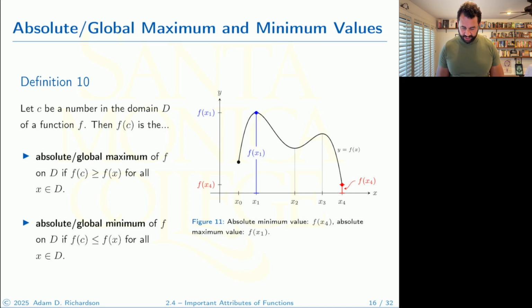What this definition is saying is basically whatever that value is, it's greater than or equal to all the other output values, right? That makes sense. That's the absolute maximum. It's greater than or equal to every other value. That's absolute max. Here, this is saying this is less than or equal to every other value. Got to be the absolute minimum, right? Less than or equal to every other value. That's the absolute minimum.